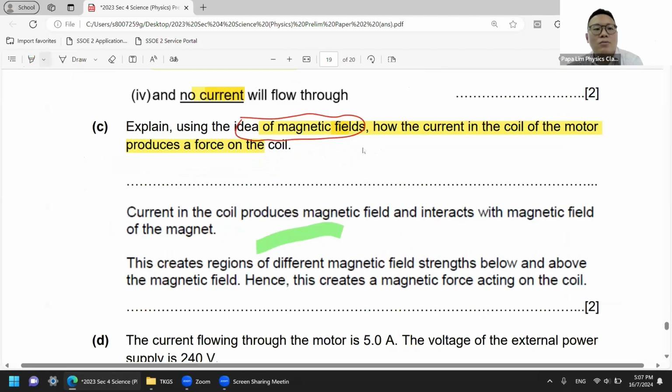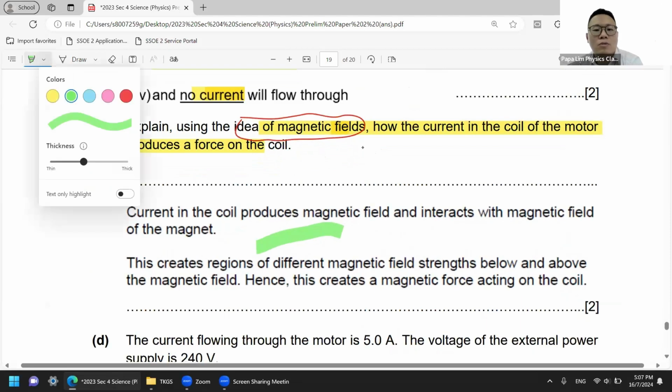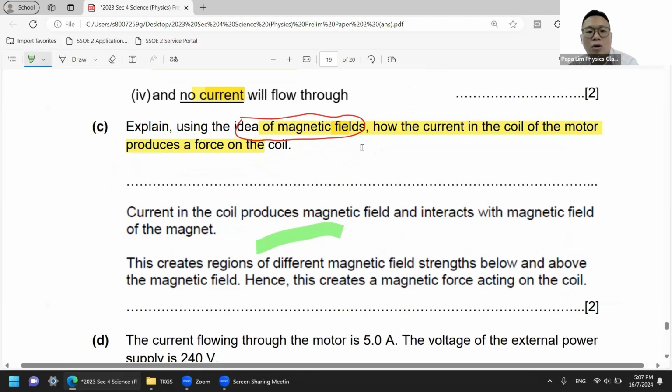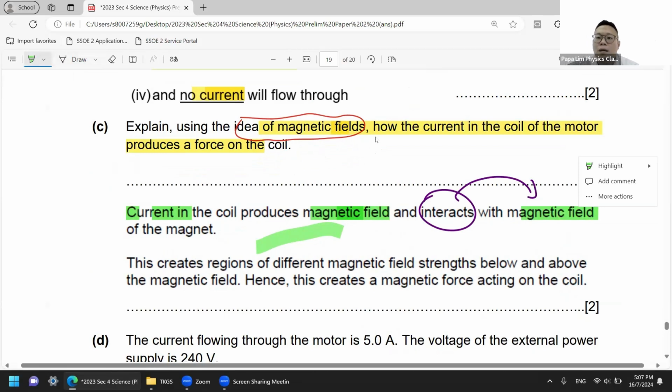So the important thing that you need to tell the marker is that the current field line in the coil will interact with the magnetic field line. So you are looking at 2 different field lines interacting together. This is denoted by the top section and the bottom section. There is a difference in the strength of the magnetic field lines, and because of this difference, a force will be induced on the coil itself.